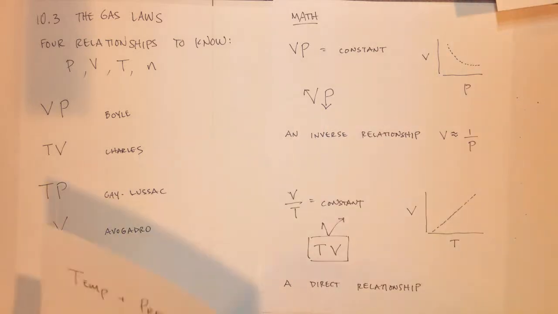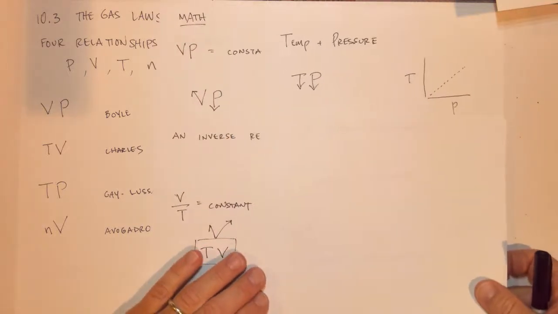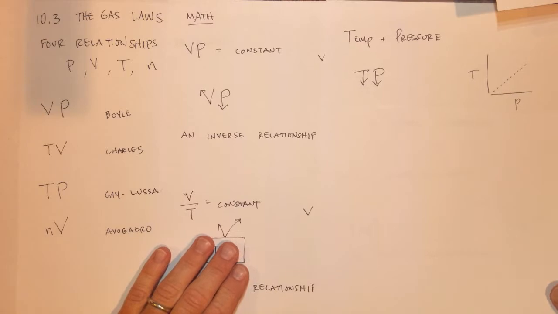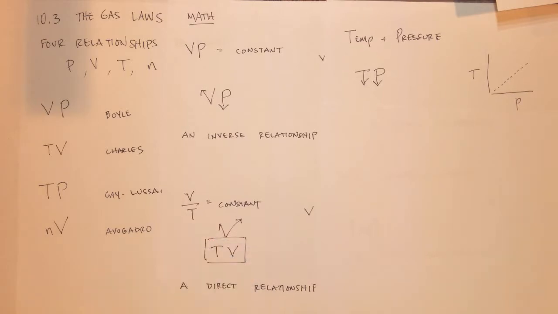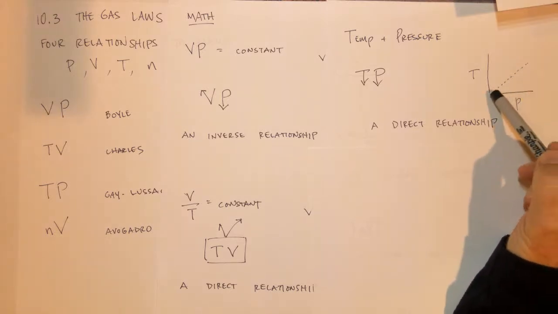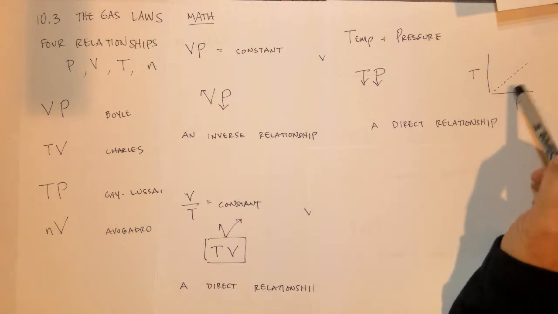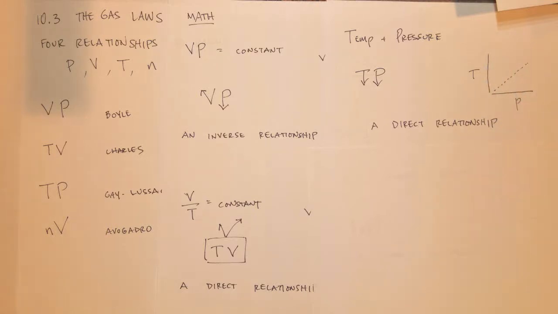All right, the next one is a relationship between temperature and pressure. Temperature and pressure are a direct relationship with one another. Temperature and pressure, when volume and number of moles of gas are held constant, will both increase with each other. If you increase the temperature, you increase the pressure. If you increase the pressure, you increase the temperature. And if you graph the two, once again, holding volume and number of moles of gas constant, you would see a direct relationship.